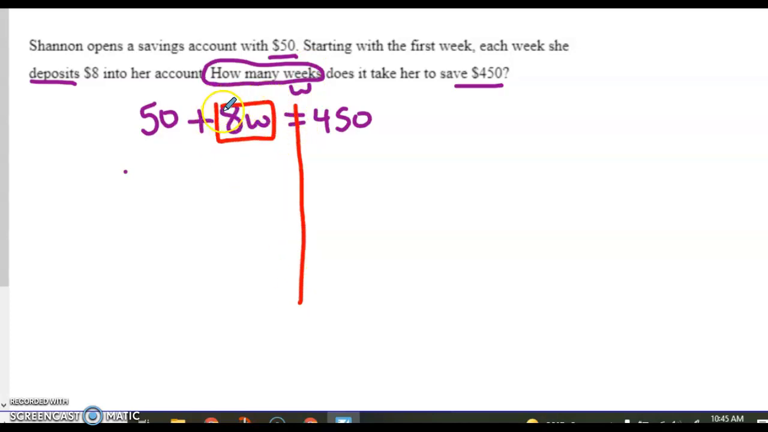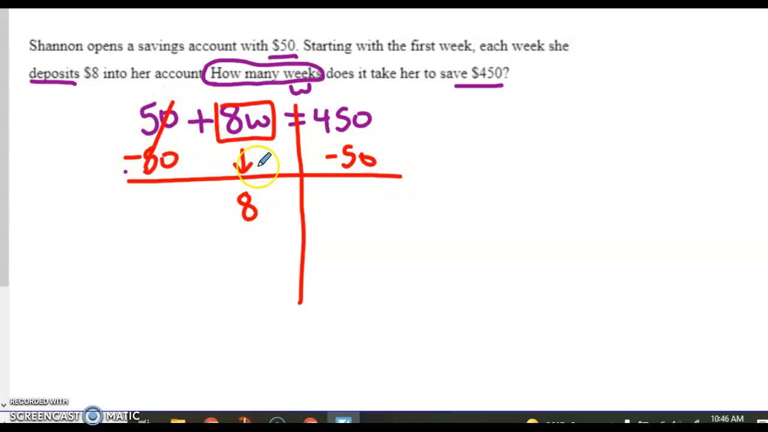So we're going to box off our letter. We need to get rid of plus 50. The opposite of plus 50 is minus 50. I'm going to bring this straight down. 8W, 8 times W equals 400.